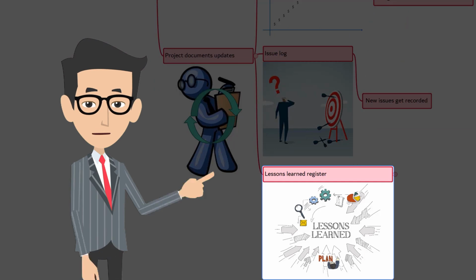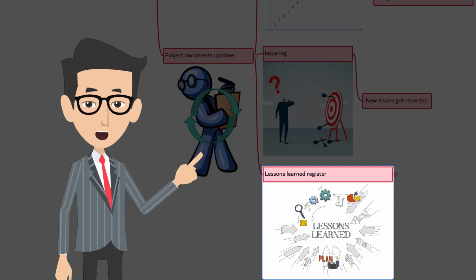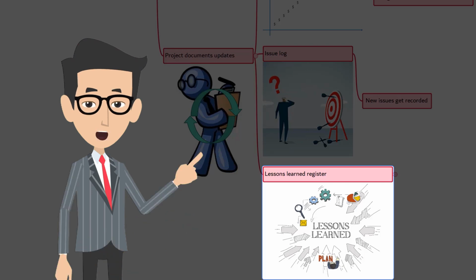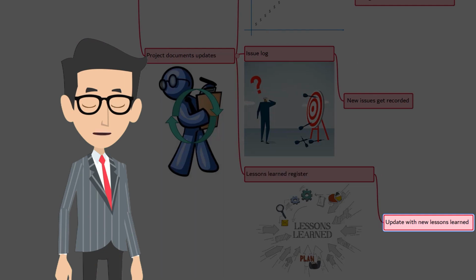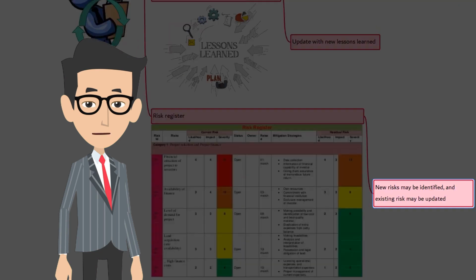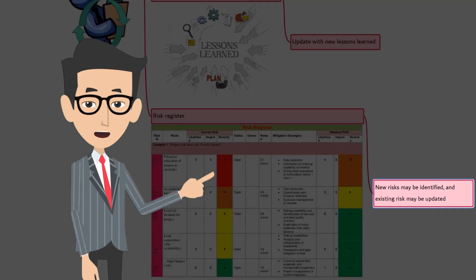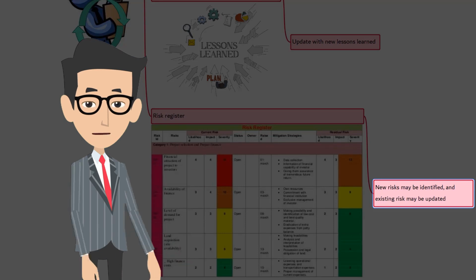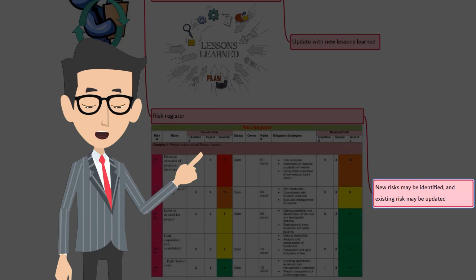Lessons learned register. As a part of monitoring and controlling process, the effective response for scope, schedule, and cost variance need to be updated in lessons learned register. You may have to even update the corrective and preventive actions that were effective and efficient. Risk register. As you monitor and control the project, you may identify new risks, and those risks need to be added in risk register and managed using a risk management process that is defined in the risk management plan.